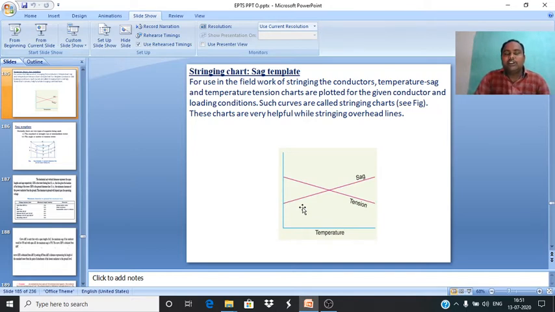In this session, we discuss stringing charts and sag templates, and we solve some numerical problems when the supports are at equal levels and when the supports are at unequal levels. While considering the effect of wind and ice, we can solve some numericals.